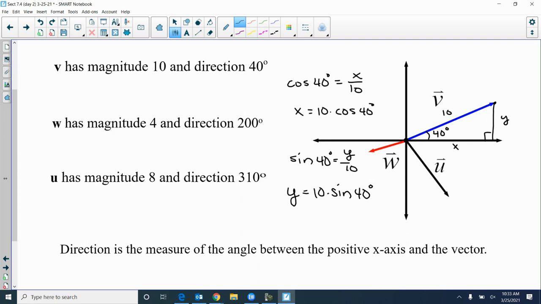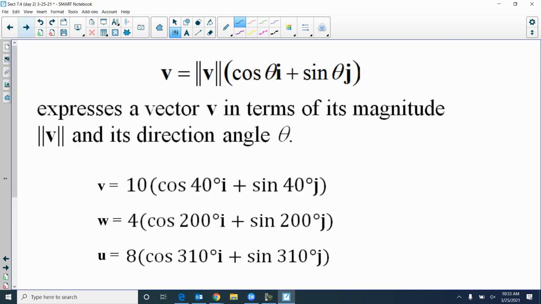So if you go to that next sheet, a vector V is going to be the same as the magnitude times the cosine of the angle with an I on it plus sine of the angle J. So that's another way to represent it. That expresses a vector V in terms of magnitude and direction.